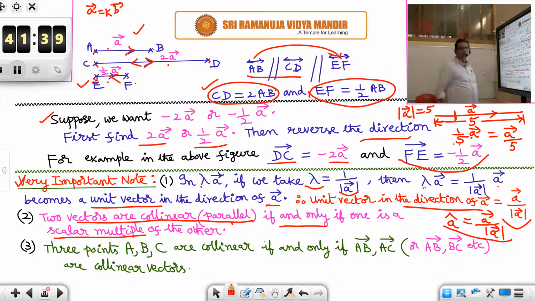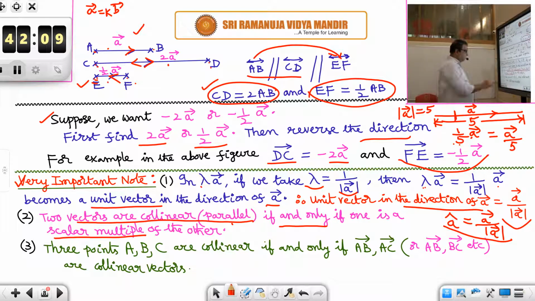Suppose A bar, B bar are like vectors, then k will be positive. If you multiply by positive number, then you will get the other vector. B bar is multiplied by positive number, you get the vector A bar. Then A bar, B bar are like vectors. Suppose k is negative. Suppose if you multiply B bar by a negative number, you are getting A bar. That means A bar and B bar are unlike vectors. But whatever it is, like vectors or unlike vectors, they are collinear vectors.